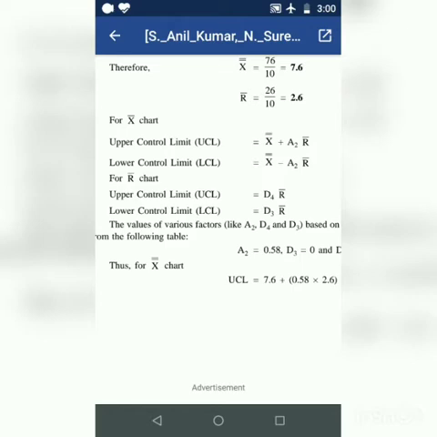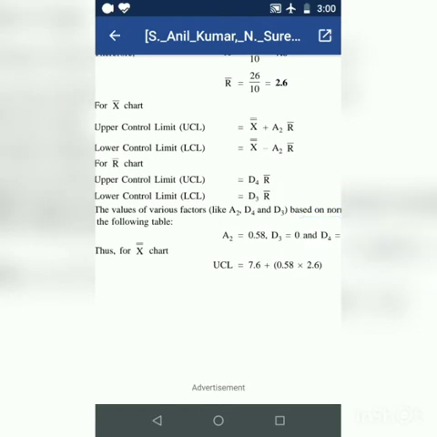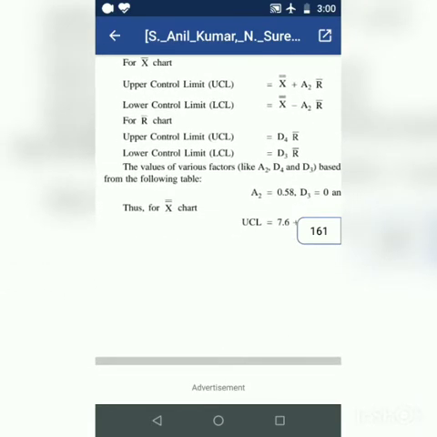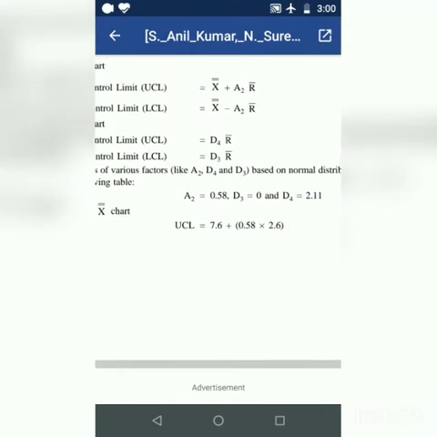Similarly, D4 and D3 are also constant values, again given in the table. When it is asked in the examination, you will be given these values. So the values of various factors like A2, D4 and D3 based on normal distribution can be found from the following table. So the table is given in the book. So here you can see the values are given. So in the exam also you will be given these values. So the value of A2 is 0.58 and value of D3 is equal to 0 and D4 is 2.11.